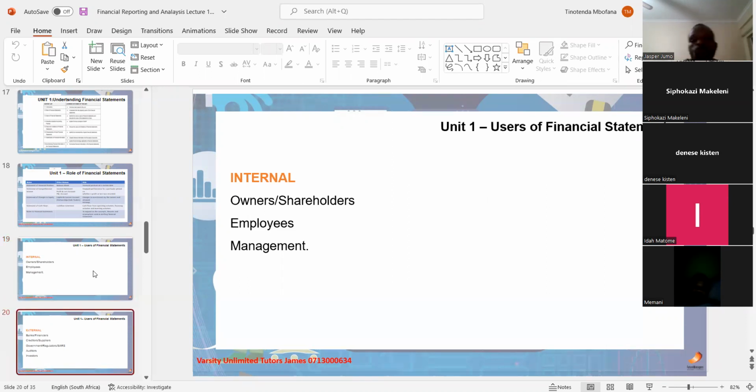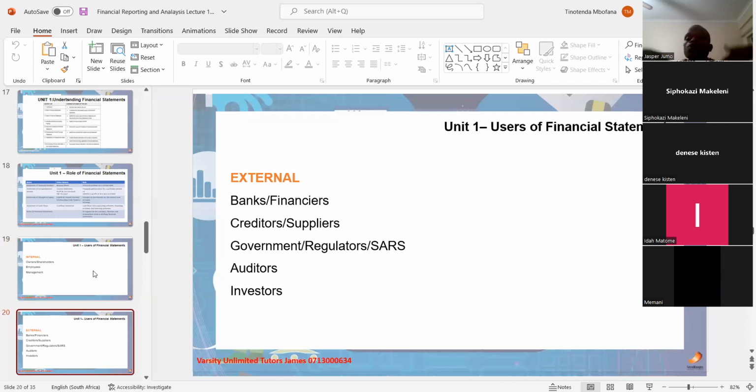Then there are external users of financial statements. These are people that are outside the organization, including banks, creditors, auditors, government, and outside investors. For example, if you approach a bank and you want a loan, they will ask you for your financial statements. Why? Because they want to see, are you able to pay back the loan? Do you have a business that is surviving, that is profitable? Do you have enough cash flows to pay the interest that they're going to charge you each and every year? They need the financial statements for that.